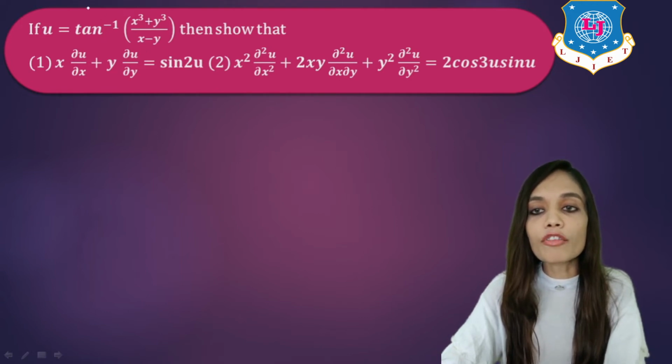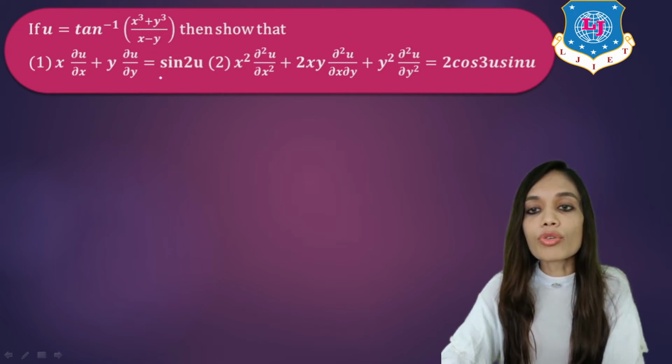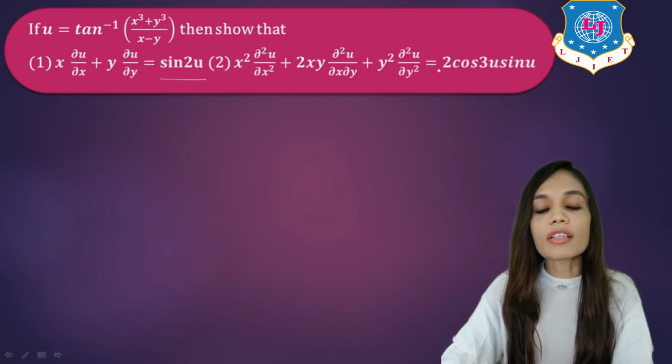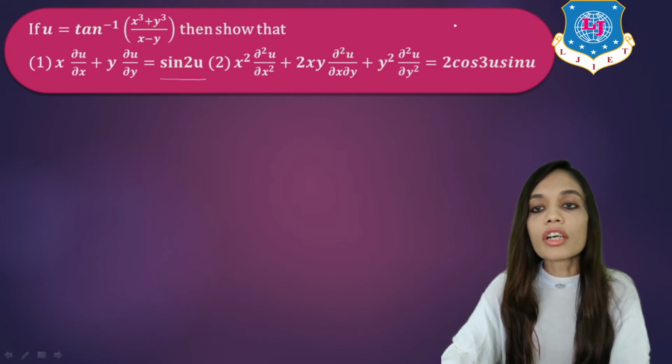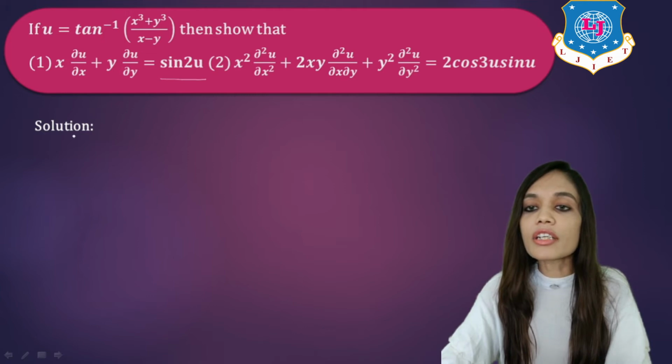Here you can see this is a function. So u is in the form f of v. Then we have to show that x del u by del x plus y del u by del y is equal to sine 2u, and x square del square u upon del x square plus 2xy del square u upon del x del y plus y square del square u upon del y square is equal to 2 cos 3u into sine u. Here you have u in the form f of v. So we have to apply modified Euler's theorem. So let's begin with its solution.